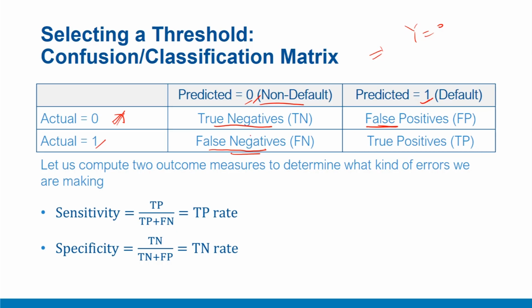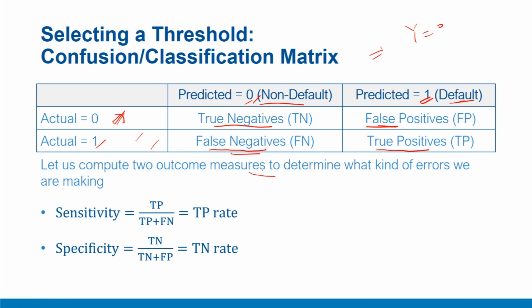And conversely, those that are actually ones and also predicted as ones, that means defaulters correctly predicted as defaulters, are considered true positives. Now, this matrix is often referred to as classification matrix or confusion matrix, and various efficiency or accuracy measures to understand the accuracy of a classification algorithm like the logit model are derived from this matrix.